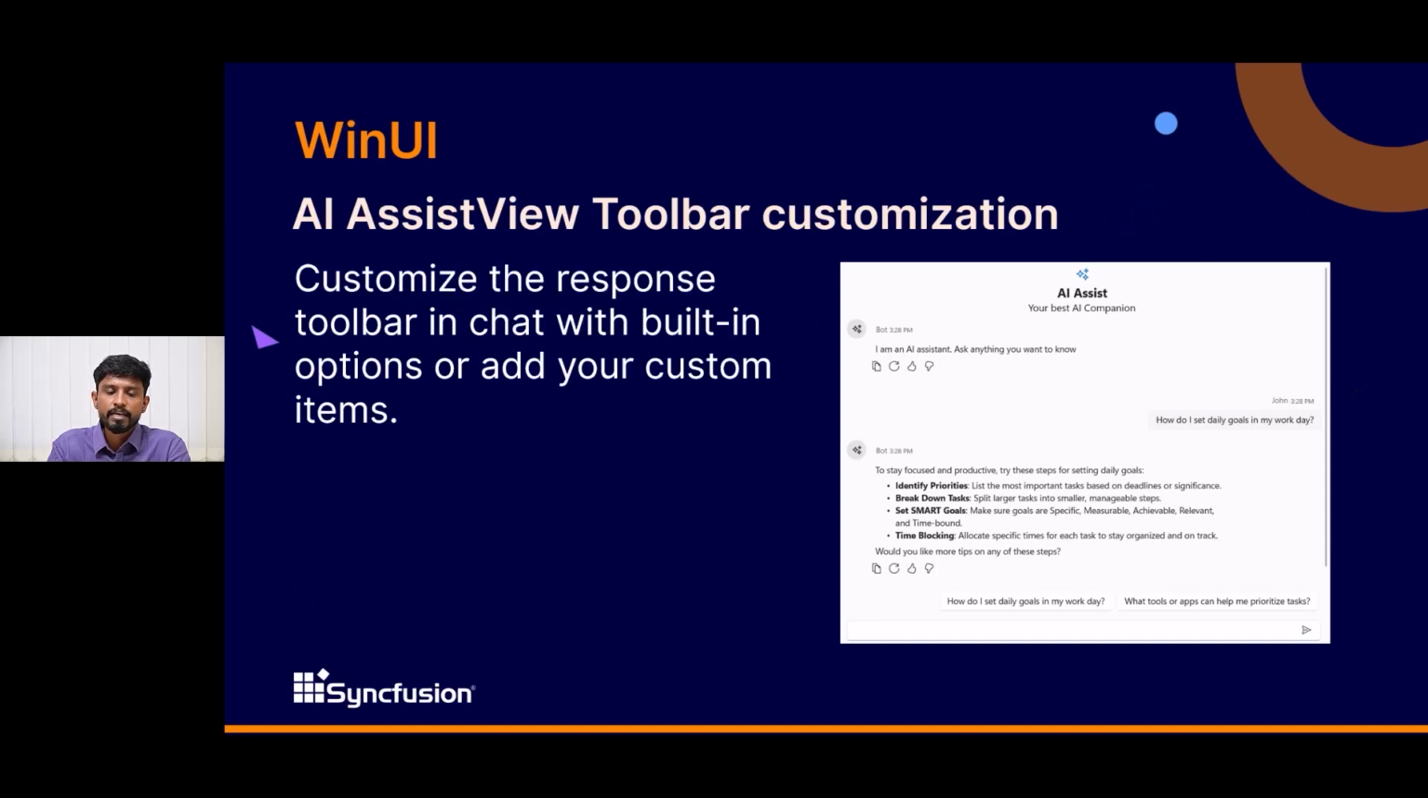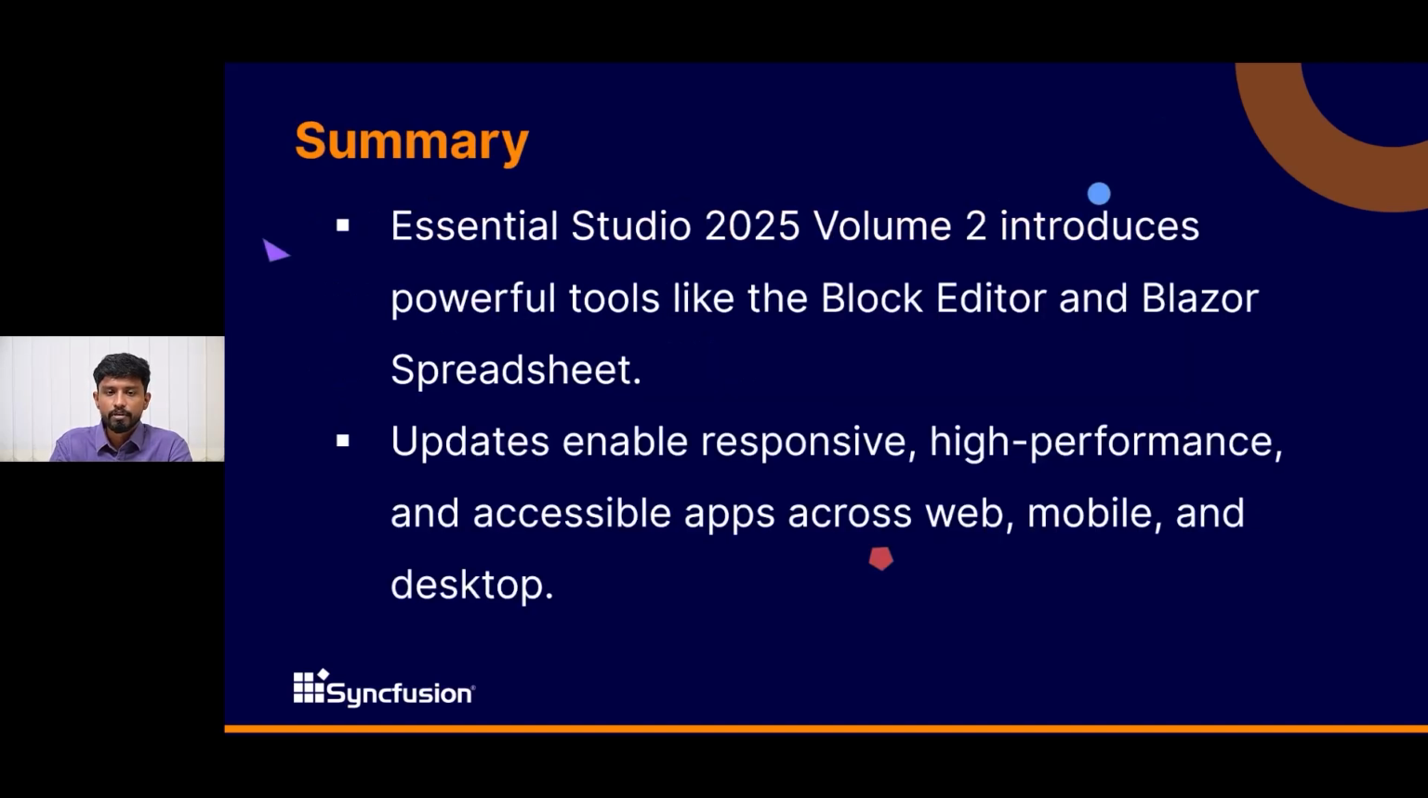Then we have the AI Assist with Toolbar customization. This feature allows users to customize the response toolbar in chat. By default, the toolbar contains built-in options such as copy, regenerate, like, and dislike. Users can also add custom items as and when needed. That covers our exciting updates for WinForms, WPF, and WinUI controls, wrapping up the new features in Essential Studio 25 Volume 2.